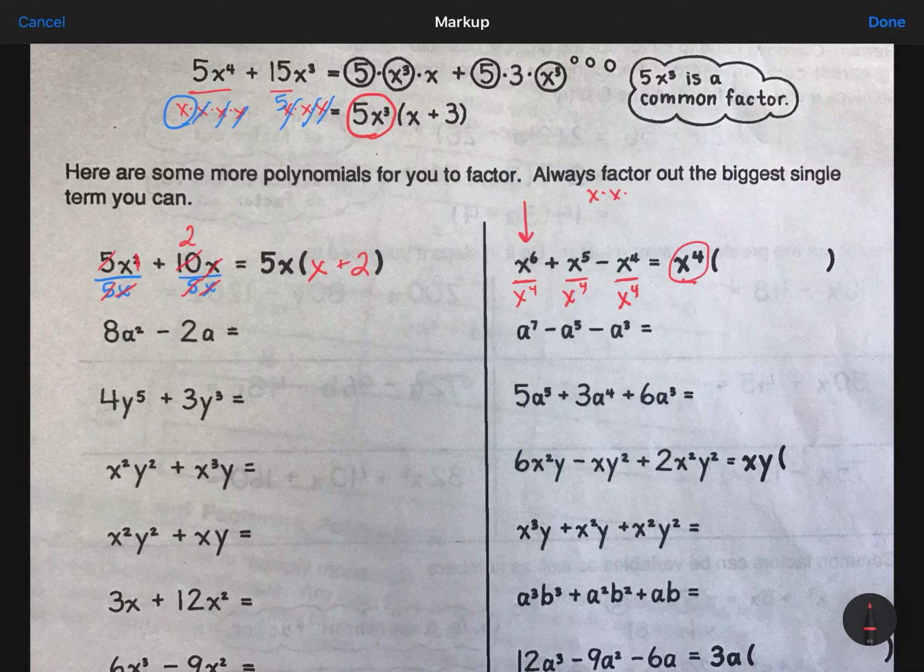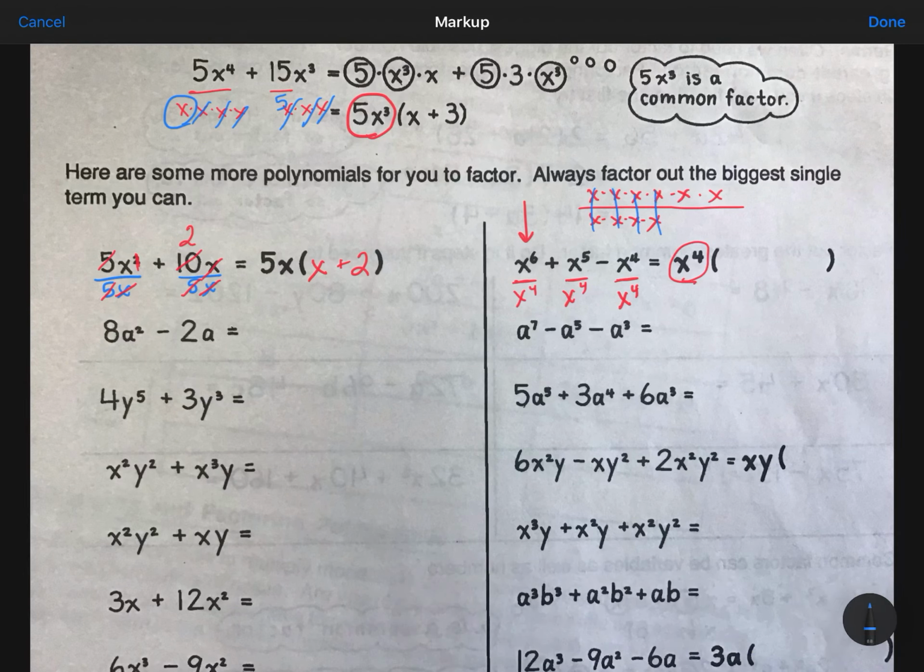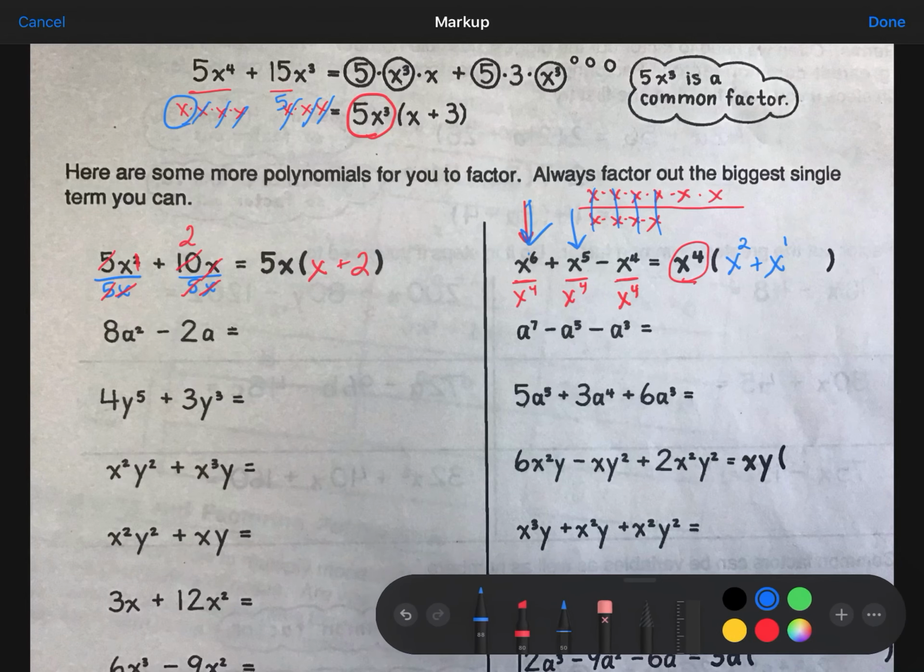Because what that means is there were 6 x's. 1, 2, 3, 4, 5, 6. And we divided by 4 x's, right? Which meant that these all canceled out and I was left with 2 x's. And rather than writing that all out every time, you can just know that 6 minus 4 is 2. For this one, 5 minus 4 is 1x. So you could write that in there, but you don't have to, right?